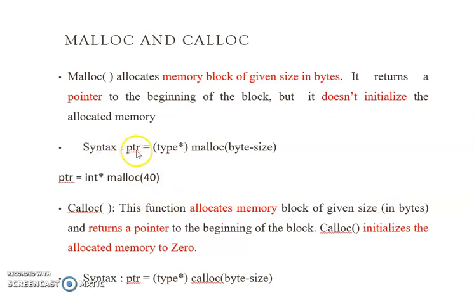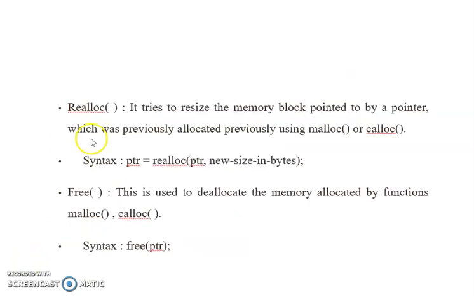Alright, and the syntax is like this: first the data type of what you want, then using malloc you can give the size. Here it is a pointer data type, as we have discussed; it will return a pointer to the beginning of the block. So ultimately we need a pointer of type int and its size has to be 40 using the malloc function. The same thing I can do using calloc also. It will just initialize my allocated memory to 0, but malloc will not assign any 0 value to my allocated block. Now we have 2 other functions in C, which are realloc and free.